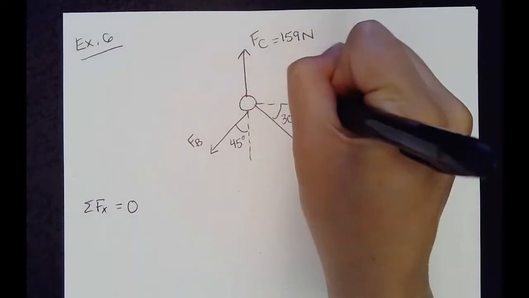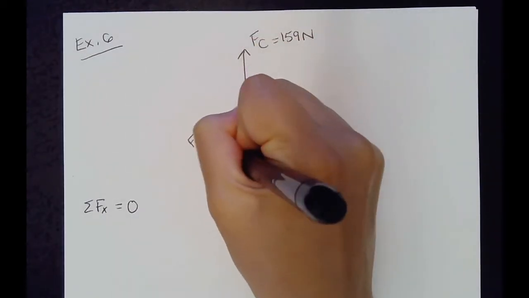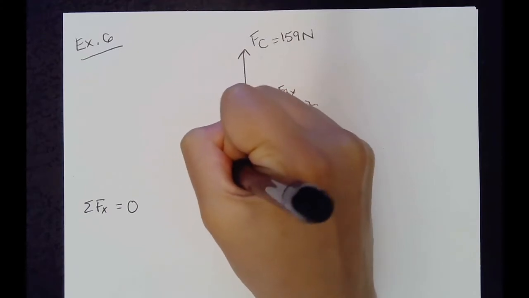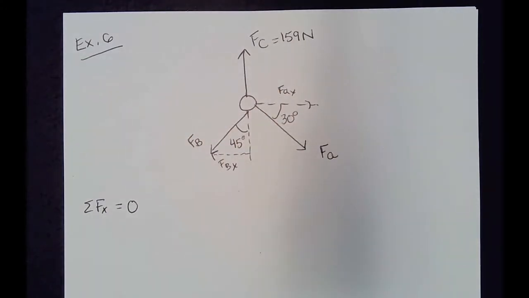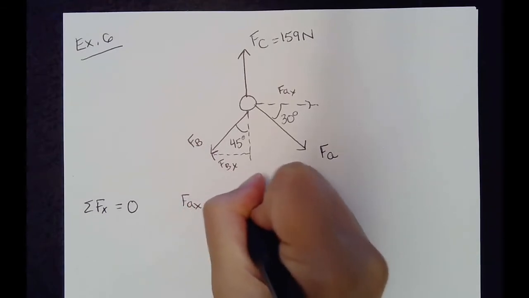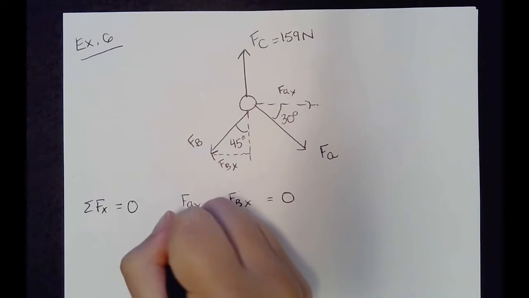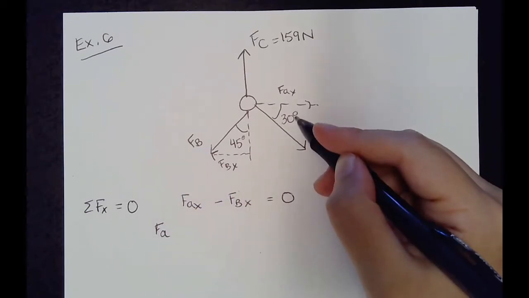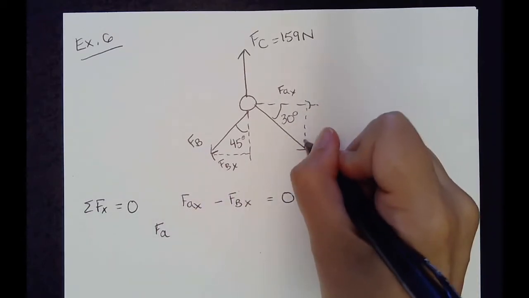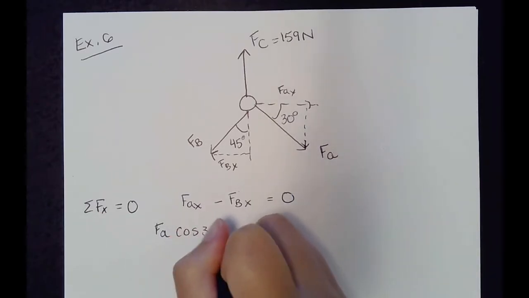In the x direction, I have fax here, and I'll draw here fbx. Okay, so to the right, fax is positive minus fbx, which is to the left, and that equals 0. So we have fa. This is adjacent to the 30 degrees if you draw in the triangle here. So that's fa cos 30.